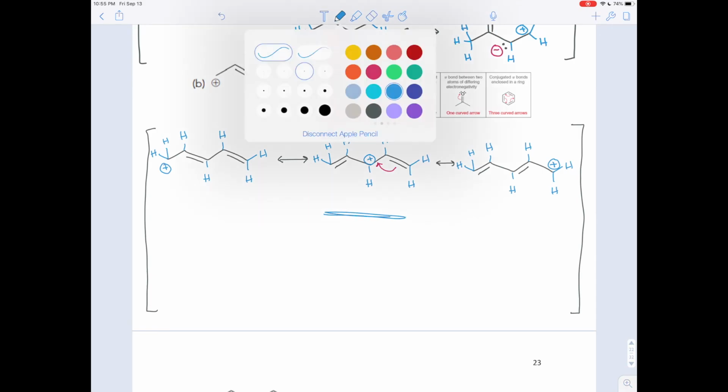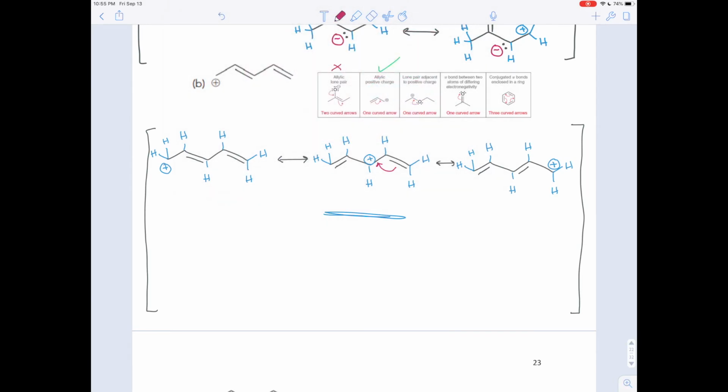Okay, we're still on this one. We're looking at the 5 resonance patterns. We're going to go through all 5 of them. Does that have a lone pair? Our next one is a lone pair next to a positive charge. No, it doesn't have a lone pair. Does it have a pi bond between atoms of differing electronegativity? No, it has 2 pi bonds, but they're both between carbons, and obviously one carbon would have the same electronegativity as another carbon. And then, does it have a conjugated pi bond in a ring? It doesn't, because we don't even have a ring. So we've gone through all the 5 patterns for that second structure.